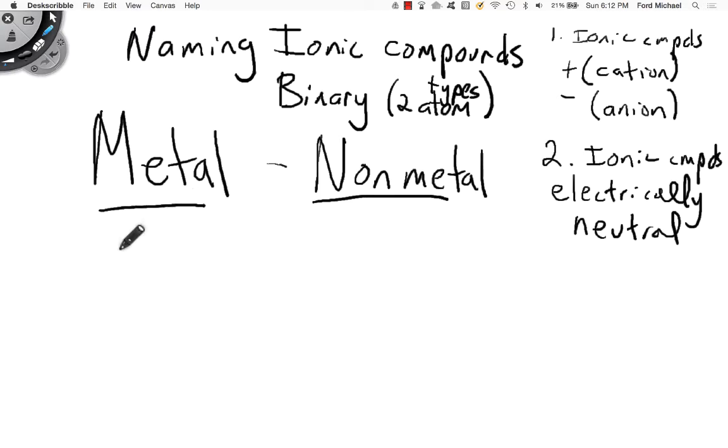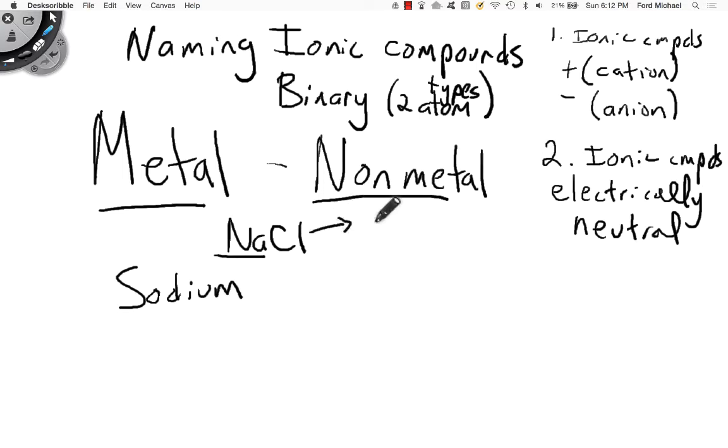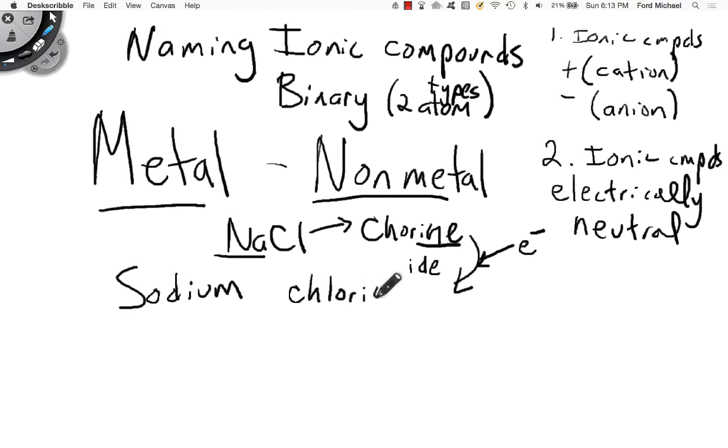So if we're doing this compound here, the metal is sodium. Okay. This element here is chlorine. But when chlorine gains an electron, it becomes not chlorine. We change the ending of the element to IDE. All right, so we have sodium chloride. That's the name for this ionic compound.